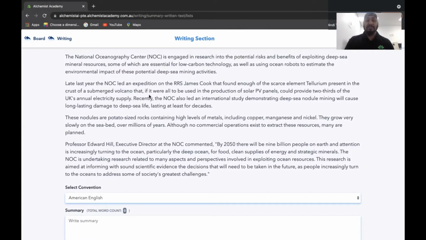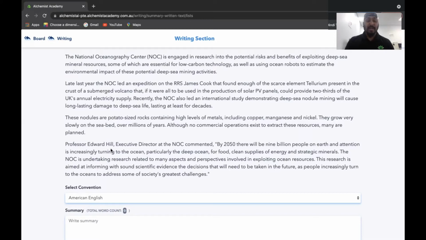Fair enough. Recently, the NOC also led an international study demonstrating deep sea nodule mining will cause long lasting damage to the deep sea life, lasting for decades. Okay. These nodules are potato sized rocks containing high levels of metals, including copper, manganese, and nickel. They grow very slowly on the seabed over millions of years. Although no commercial operations exist to extract these resources, many are planned.